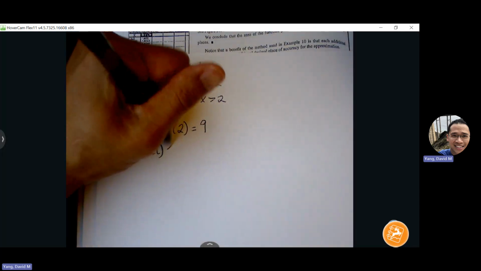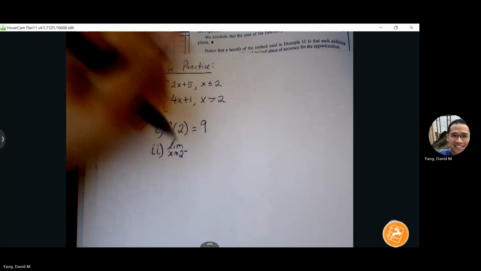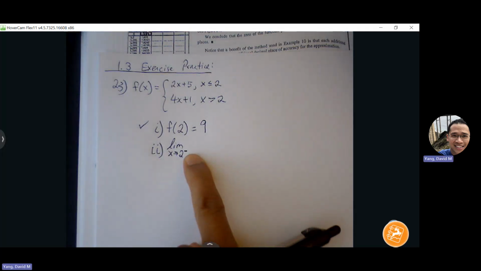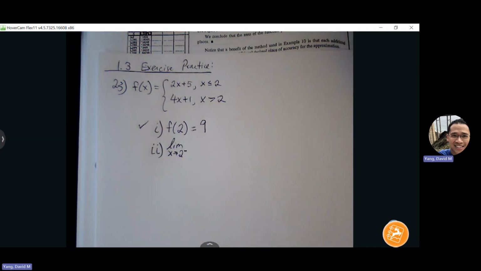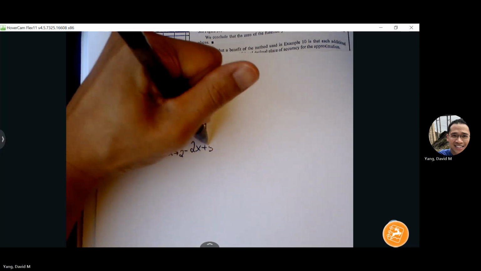So we're going to look at the approach from the left side of 2. We're going to start at a point on the left side of 2, and we're headed towards 2. Which piece is this referring to? What's to the left of 2? The 2x plus 5 or the 4x plus 1? Yeah, so go ahead and write out that expression, 2x plus 5.